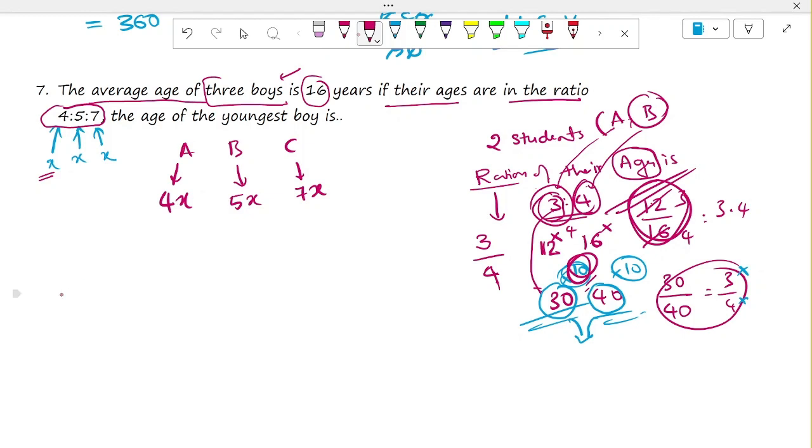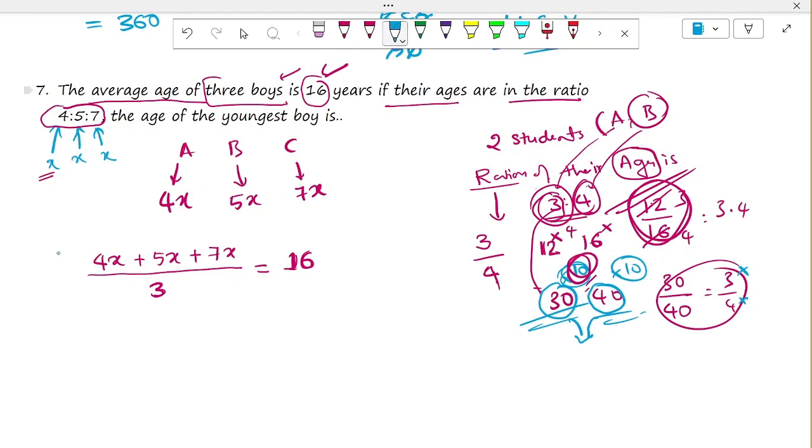Now I just try to find the average of these three people. How will you find the average? Age of first person plus age of second person plus age of third person divided by 3, because there are three boys and so you'll be dividing it by 3, and they have given what the average is. That is 16. Fine. Now what you will do is just try to solve this equation for x.